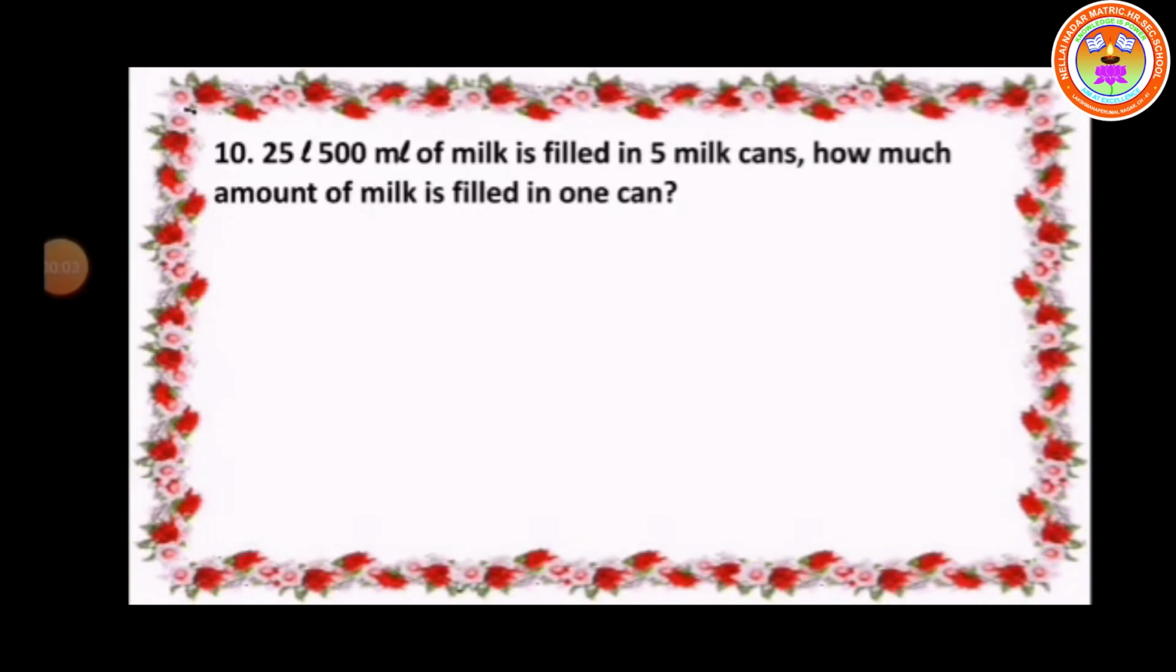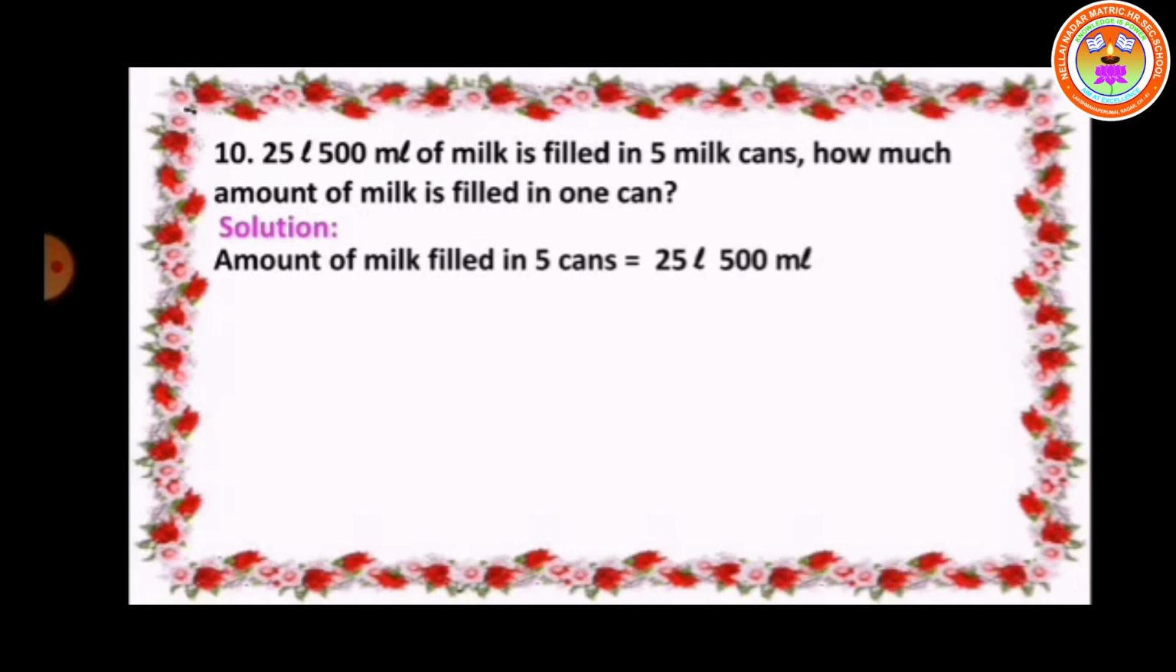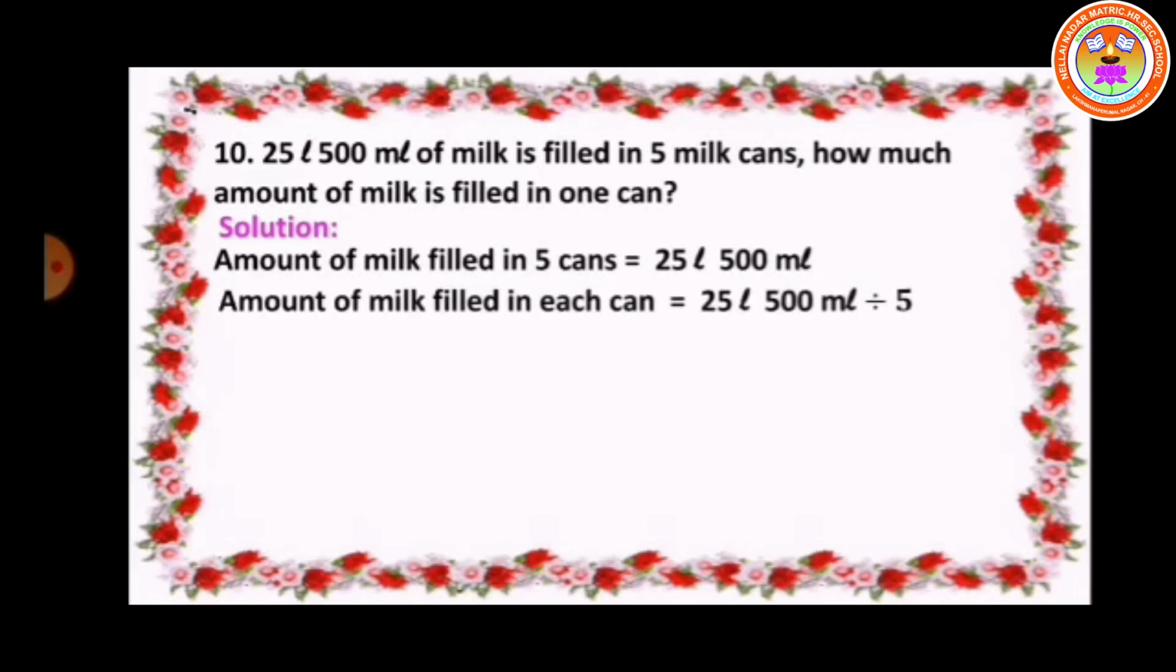10th sum, 25 liter 500 milliliter of milk is filled in 5 milk cans. How much amount of milk is filled in 1 can? Solution. Amount of milk filled in 5 cans is equal to 25 liter 500 milliliter. Amount of milk filled in each can is equal to 25 liter 500 milliliter divided by 5.